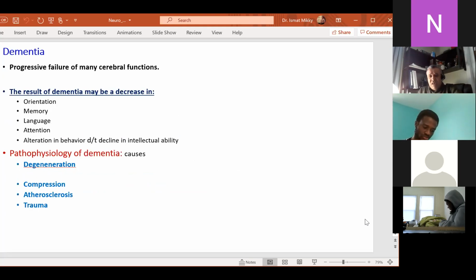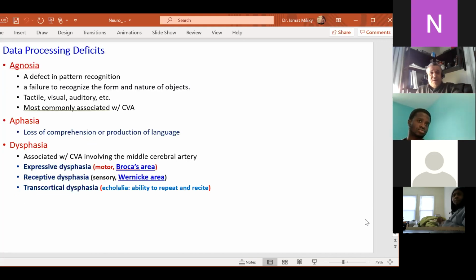And then we have dementia and Alzheimer's disease. So dementia, let's see, what is it? Sorry, agnosia. Before that, I skipped this one. Agnosia, which is the data processing deficit: a problem with the way we process data or information. A defect in pattern recognition is called agnosia.